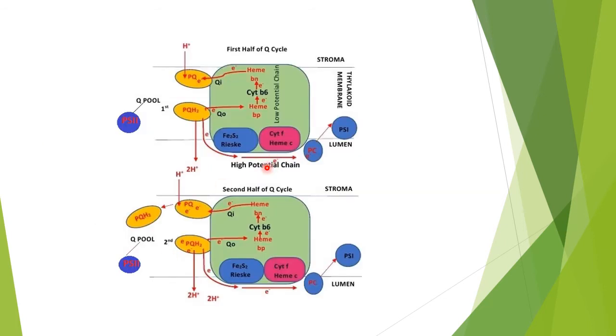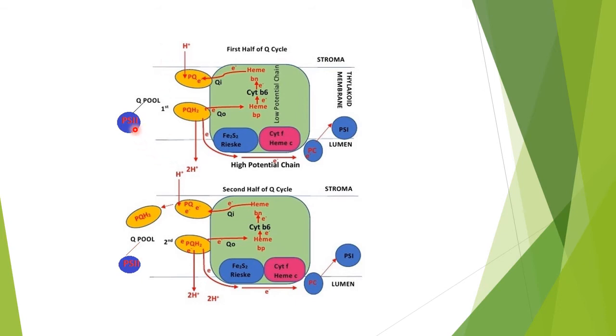Let us see the summary of the Q cycle, because it's discussed in two halves. One is the first half of the Q cycle. This is the thylakoid. This is one system, that's pigment system second. This is pigment system first, located within the thylakoid membrane. And this side is the lumen side. This side is the stroma side.